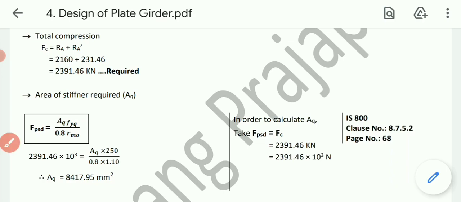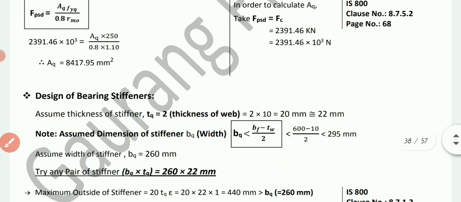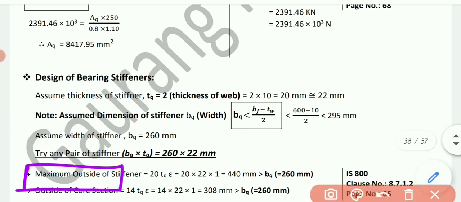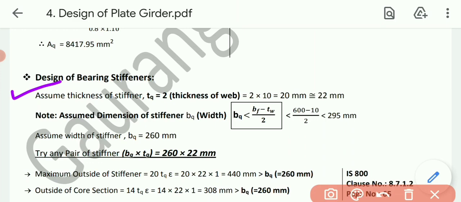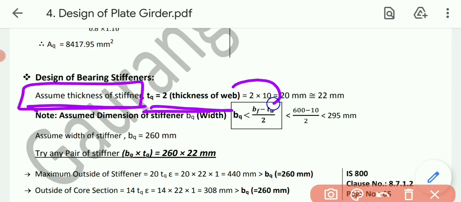So now we need to design a stiffener. So design of bearing stiffener. Let's start the design. For that, first of all we need to assume, or decide, the thickness and width of the stiffener. So the first parameter, let's talk about the thickness. Assume the thickness of the stiffener to be twice the thickness of the web. We have already taken the thickness of the web as 10 mm, so 2 into 10, that is 20. So let's take a round figure value of 22.